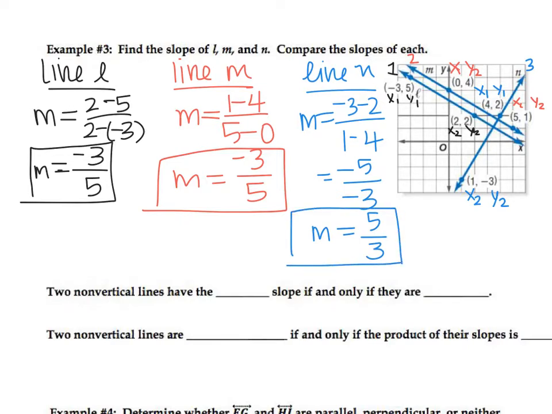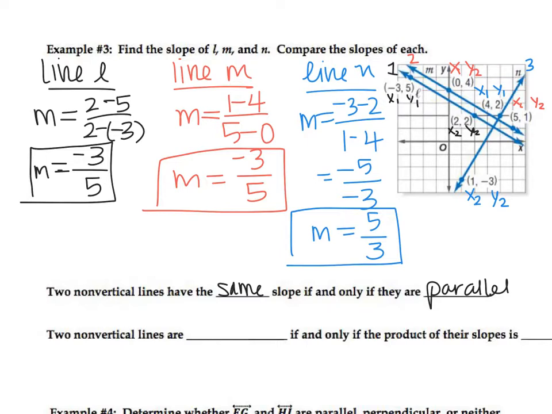So if I look at the slope of each of my lines, I see that lines L and M have the same slope. They both have slopes of -3/5. So two non-vertical lines have the same slope if and only if they are parallel. And if I look at my lines L and M here on my graph, they do look parallel. They both are going to continue. They are never going to cross. So they are parallel lines.